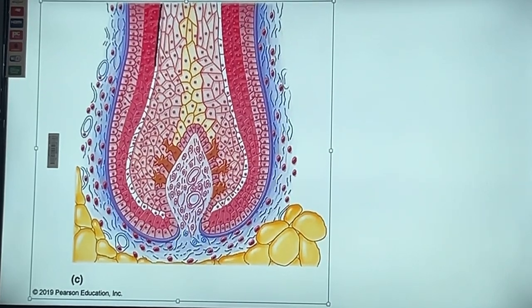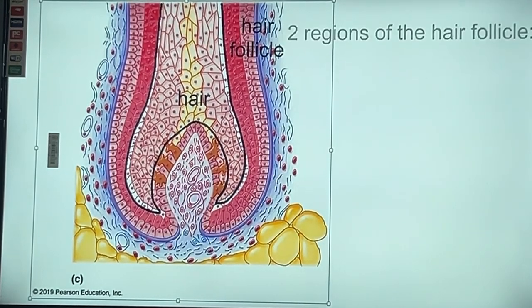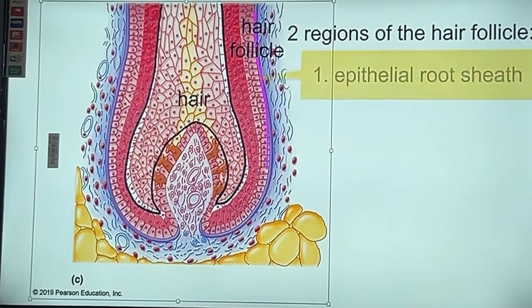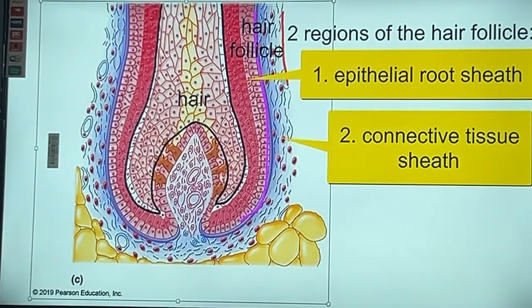And so this white area that I'm outlining, that's the outer portion of the hair. Okay, and so this area is the actual hair. And then the pink area surrounding it and the blue area is the hair follicle. And so there are two parts of the hair follicle. There is the epithelial tissue that surrounds the hair. That part of the hair follicle is called the epithelial root sheath. This blue area is the portion of the dermis that forms the outside of the hair follicle. It's known as the connective tissue sheath.